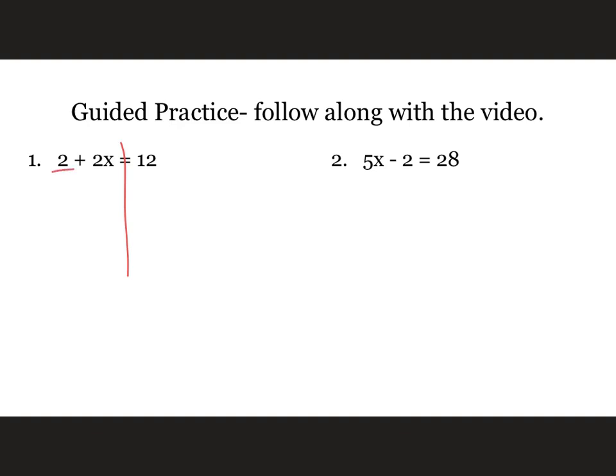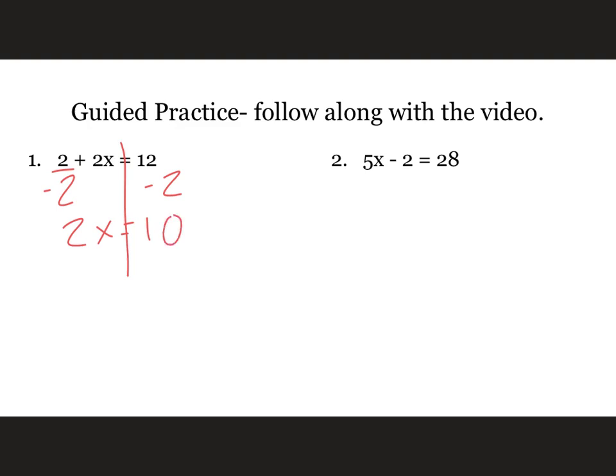The first thing I want to look at here is this 2 that is by itself. I want to be able to move that 2 to both sides. Currently, it's a positive 2. In order to get the 2 to move, I need to use opposite operations, which is subtract 2. Now that I've subtracted 2, I know that I'm left with 2x on this side, and I need to think to myself, what is 12 minus 2? And that is 10.